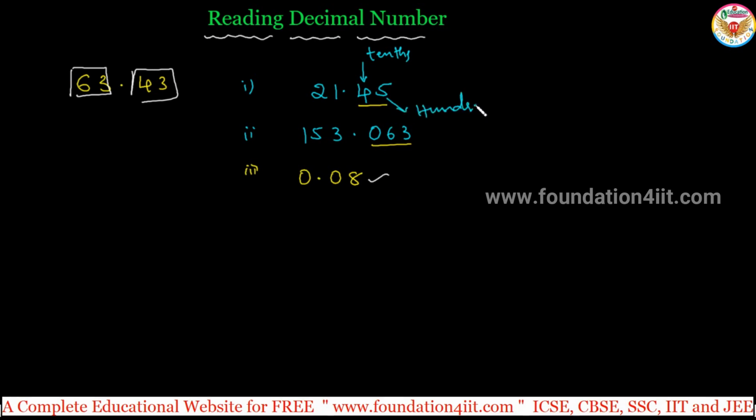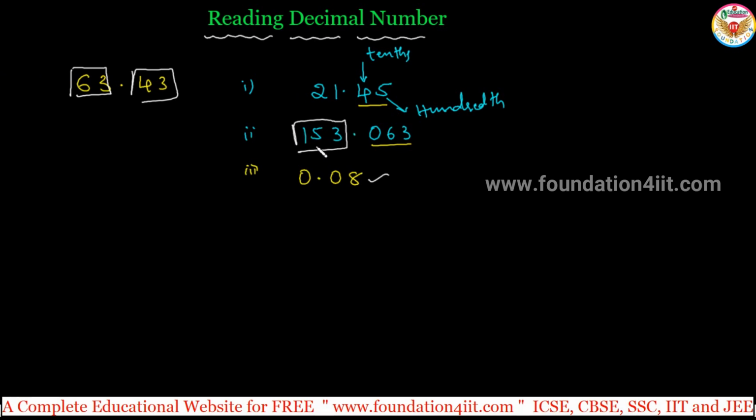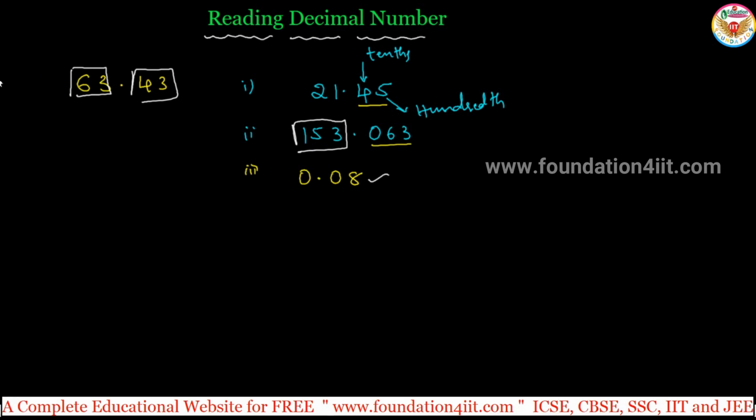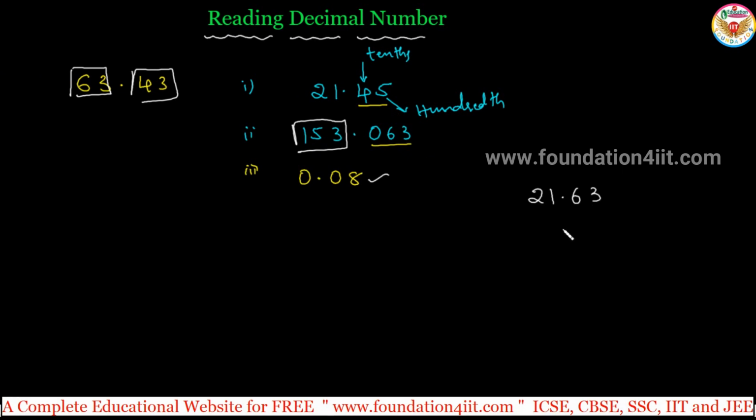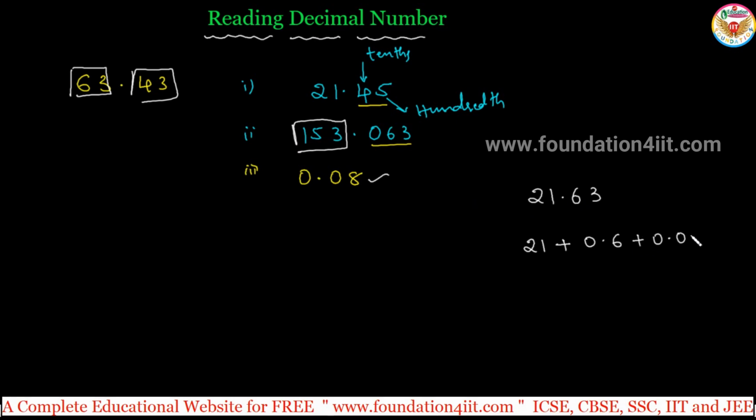So places we are studying in previous classes also. Tenths, hundredths. Normally in the integral part we know ones, tens, hundreds. 3 is in ones, 5 is in tens, 1 is in hundreds. But after the point we need to take tenths, hundredths, thousandths. So let us take one example: 21.63. This we can write as 21 plus 0.6 plus 0.03, because after the point there is the first decimal, then the second decimal.